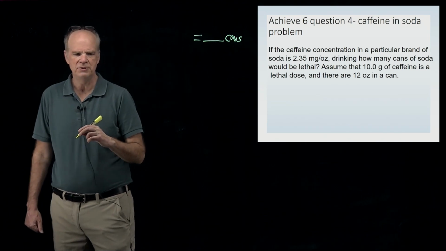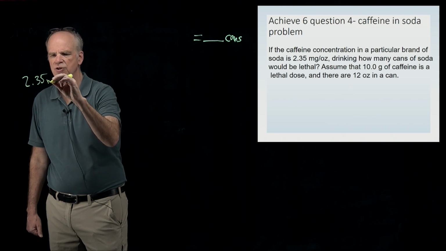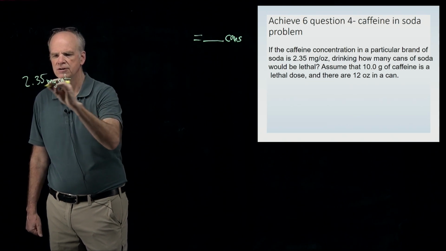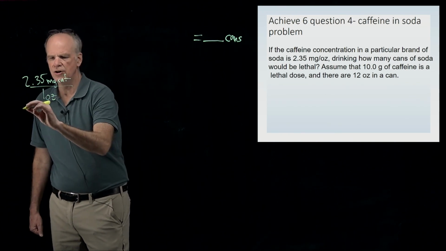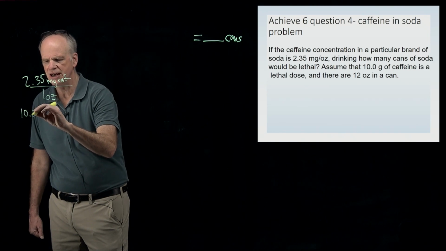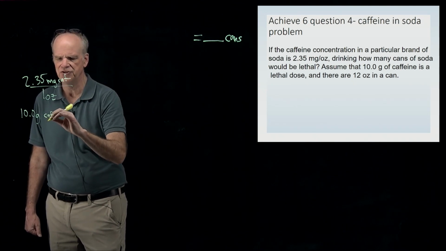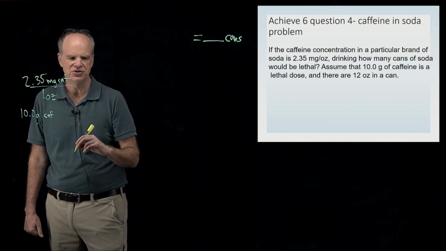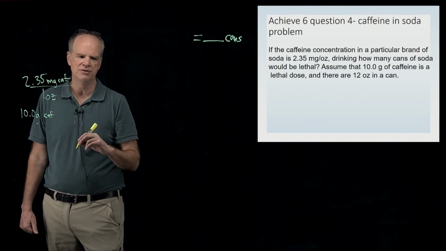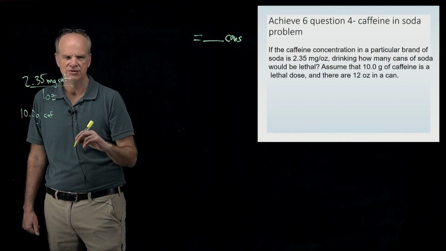One piece of information that we have is that there are 2.35 milligrams of caffeine per 1 ounce of soda. We know that the dose of caffeine that is lethal is 10.0 grams. I'm going to write CAF for caffeine, so that's the lethal dose. And then the other thing, if you look carefully, is the number of ounces of soda that are in a can, and it says that there are 12 ounces in a can. So let's think about what that means.